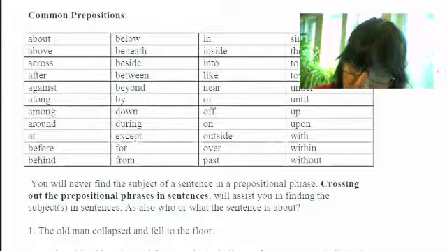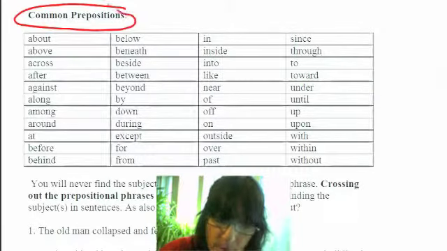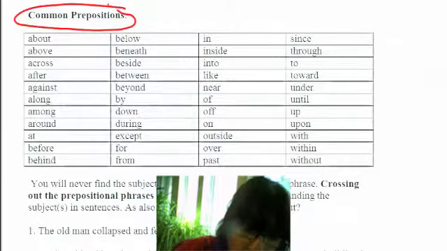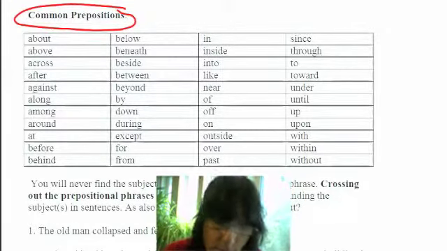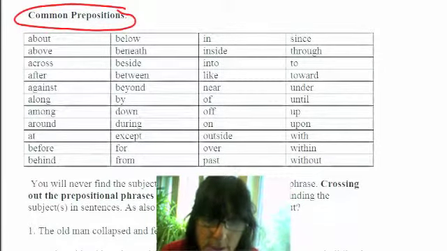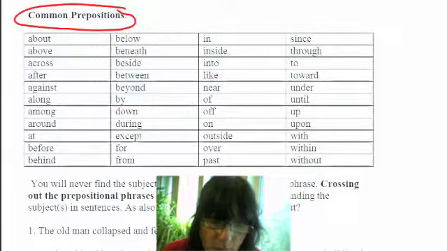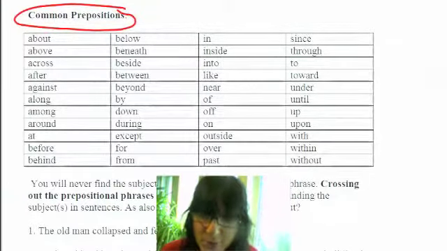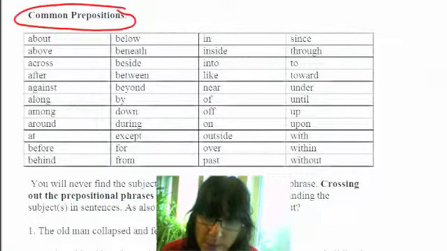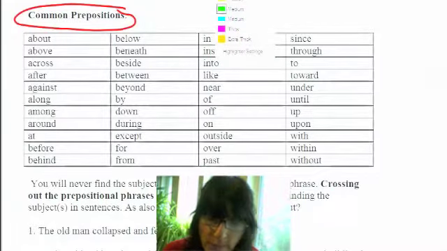Now, what exactly is a prepositional phrase? How do you find them? Well, here's a list of common prepositions. Let's look through the list quickly together. These are all prepositions. About, above, across, after, against, along, among, around, at, before, behind, below, beneath, beside, between, beyond, by, down, during, except for, from, and bear with me, in, inside, into, like, near, of, off, on, outside, over, past, and the last grouping, since, through, to, toward, under, until, up, upon, with, within, and without.